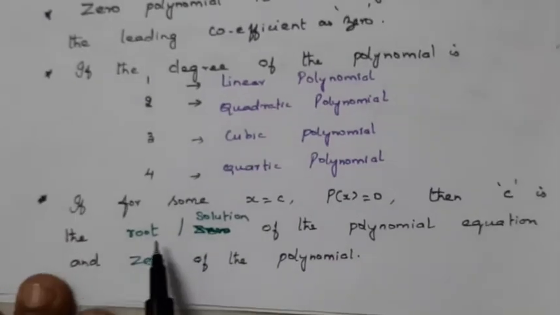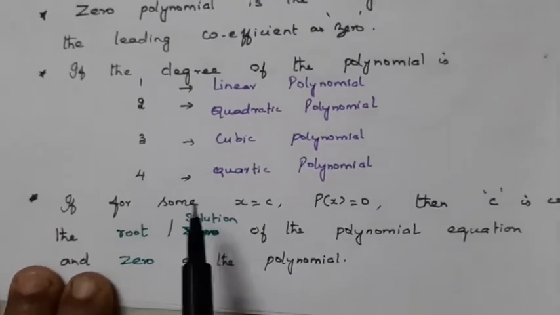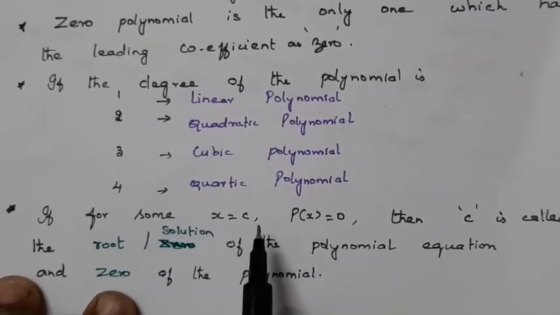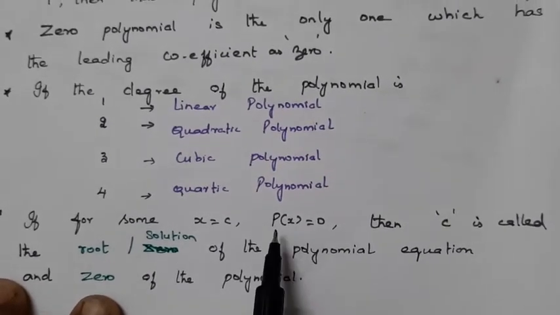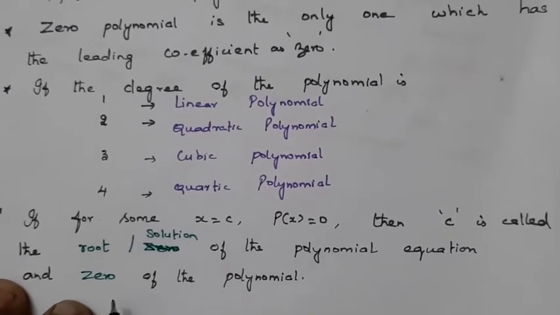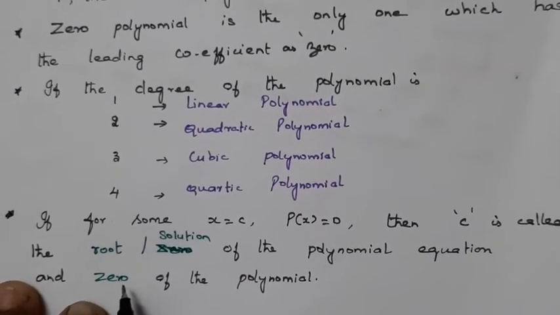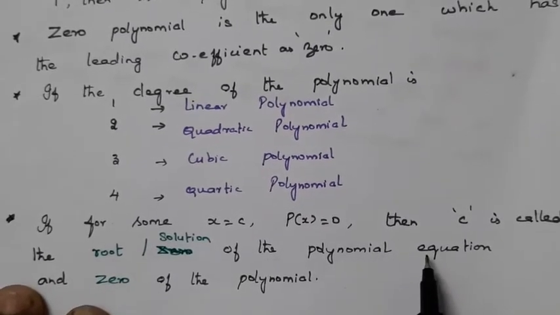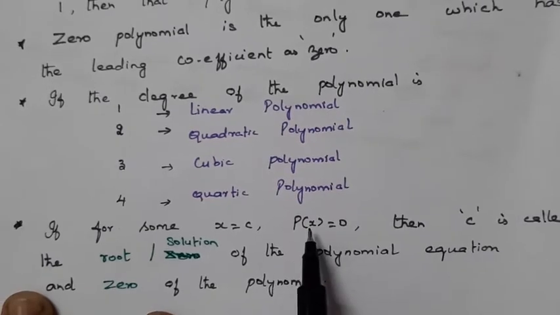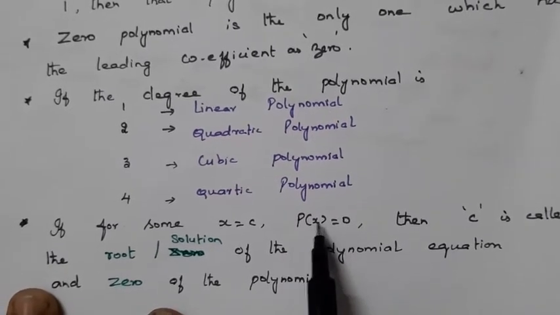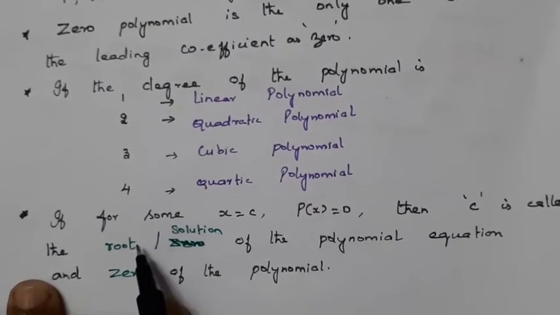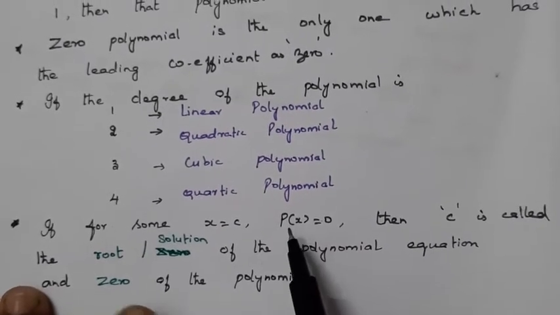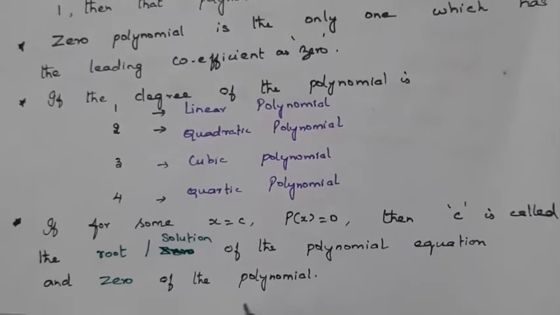Then if for some value of x, on substituting that value of x, the polynomial becomes 0, then that value of x is said to be a zero of the polynomial. It can also be termed as a root or solution of the polynomial equation. That is, the value of x satisfying the equation p of x equal to 0 is called its root or solution, or if it makes the polynomial become 0, then that value is said to be a zero of the polynomial.